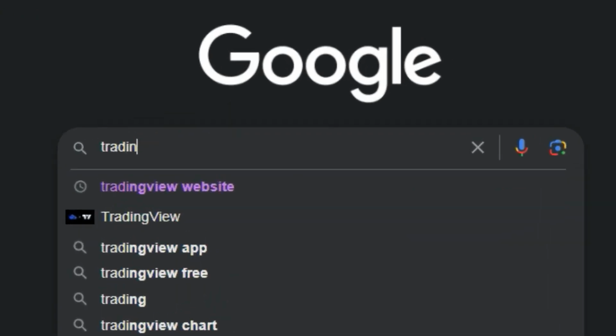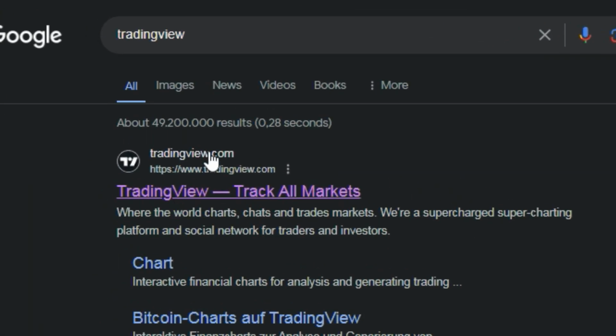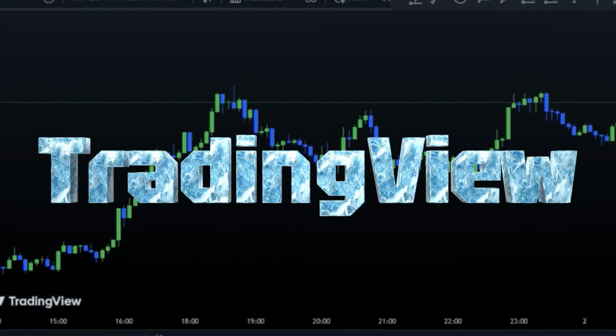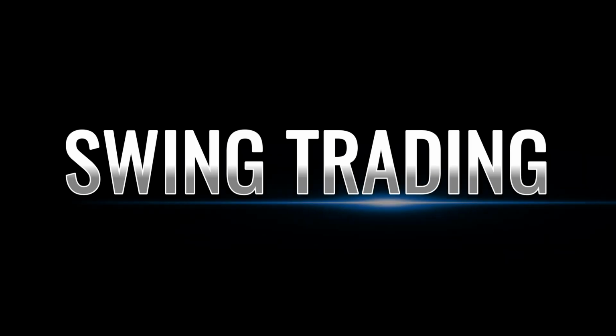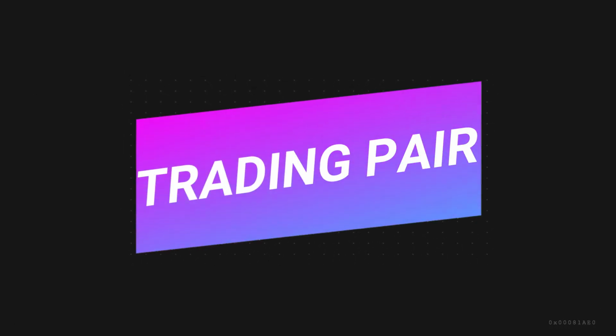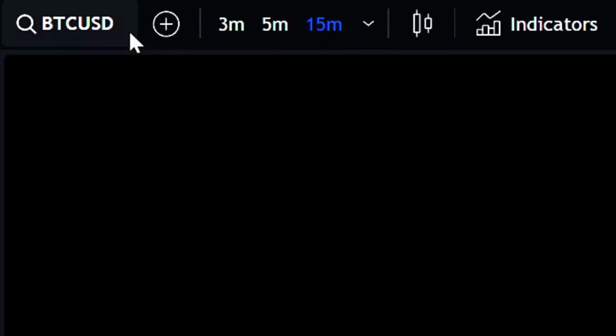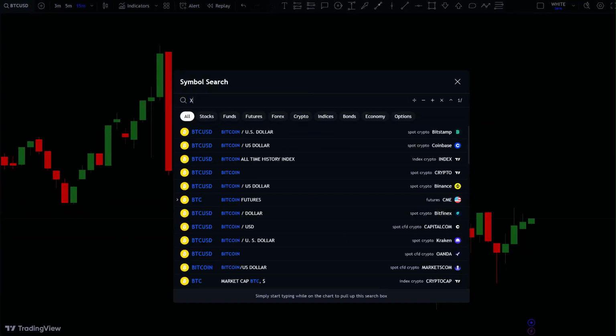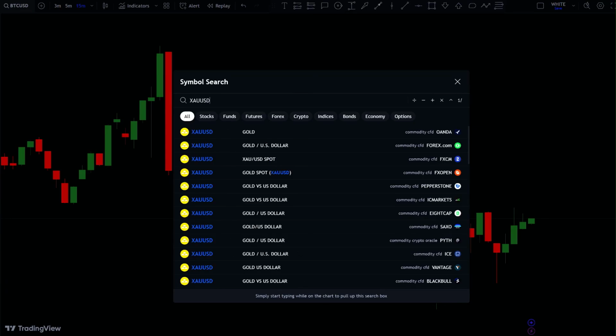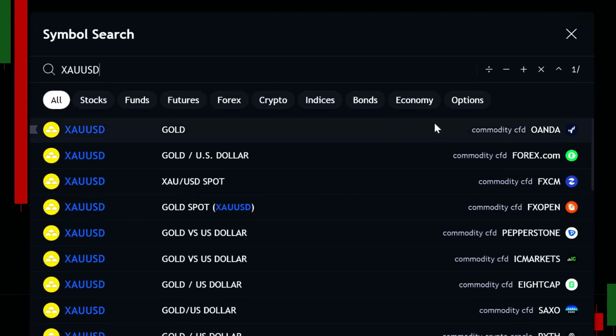First, you'll need a trading platform. I'm using TradingView, which I find really user-friendly for day trading, swing trading, and scalping. Once you're in, choose a trading instrument. For this example, we're going to be analyzing gold, a popular and highly volatile choice for traders looking for profitable opportunities. Now select your chart time frame.